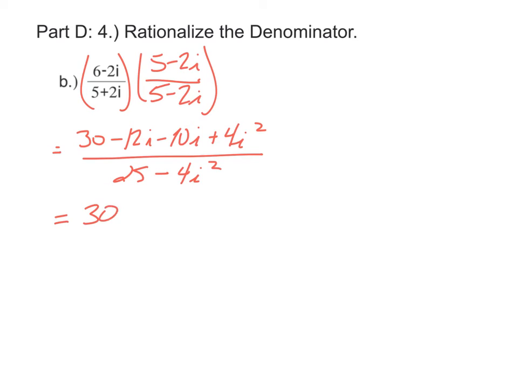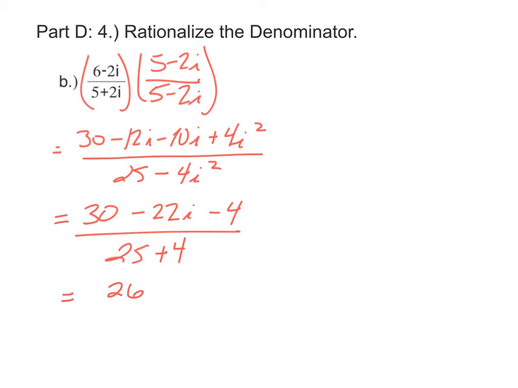In the numerator we got 30. The middle two, the minus 12 and minus 10, makes minus 22i. And my last term, this i squared, is a negative 1. So negative 1 times 4 is minus 4. In the denominator, 25. And again, this i squared is negative 1, so minus 4 times minus 1 is plus 4.